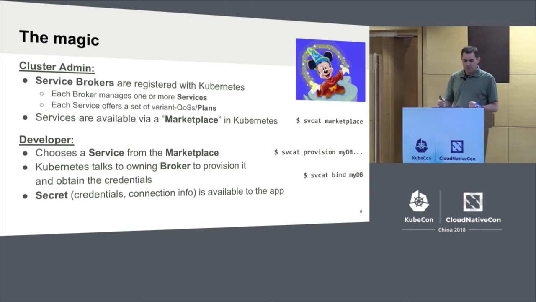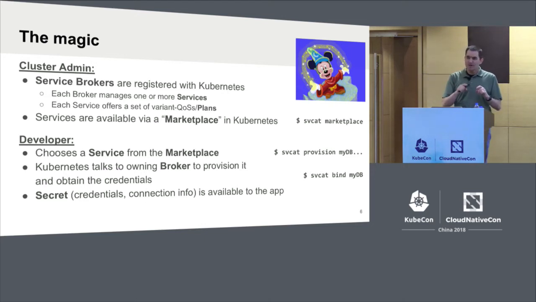From the developer perspective, as we said, what they're going to do is choose a service from the marketplace. That's the provision MyDB command. Kubernetes will then talk to the broker and say, provision the database for me. And that's it. Later on, when I do the bind operation, what you're basically telling Kubernetes to do is go back to the broker and say, for that instance of the database I just created, give me a new set of credentials because I have a new application that wants to talk to it.